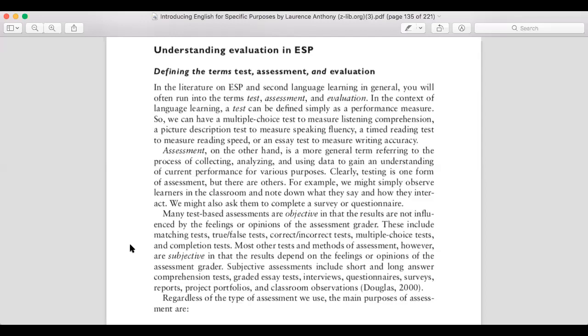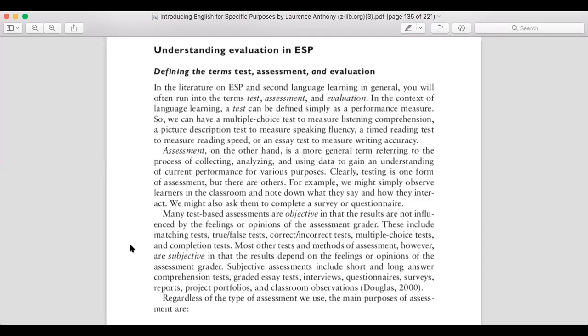My personal feelings, or anything subjective related to a person's feeling, judgment, or opinion, will not influence the grades of the student, right? Such tests are called objective tests, or objective test-based assessment. The other one is the subjective test.